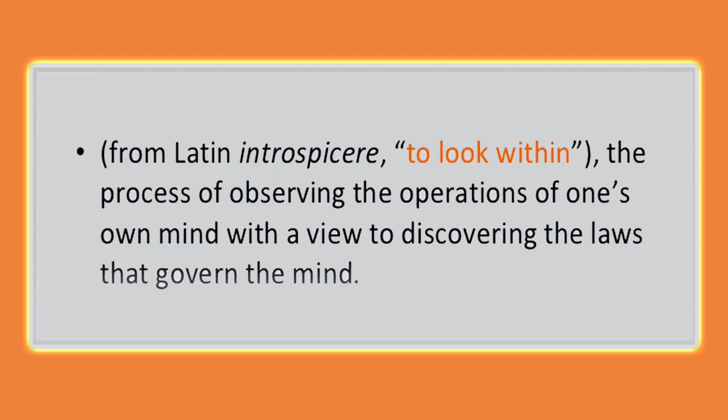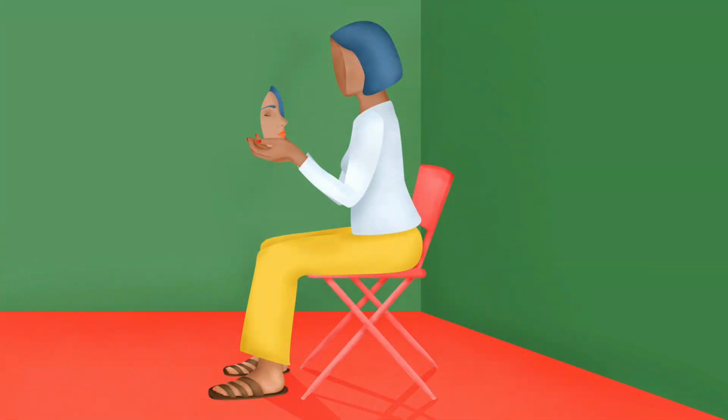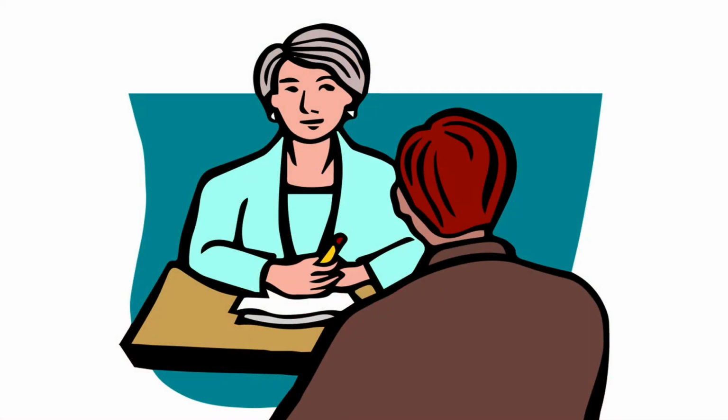Introspection method. Introspection, from Latin, means to look within. It is the process of observing the operations of one's own mind with a view to discovering the laws that govern the mind. Introspection is a process that involves looking inward to examine one's own thoughts and emotions. The term is often used in everyday language to refer to the informal processes of exploring one's inner life, but the term also applies to a more formalized process that was once used as an experimental technique in psychology.